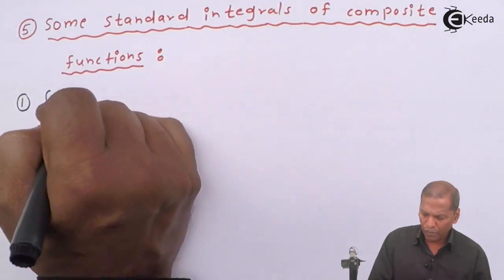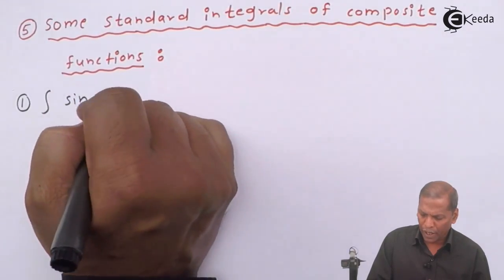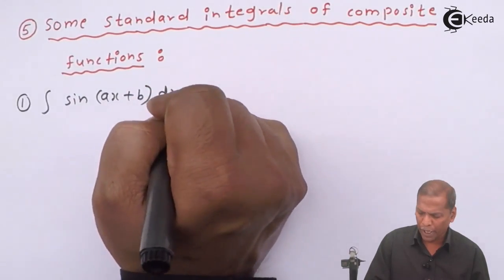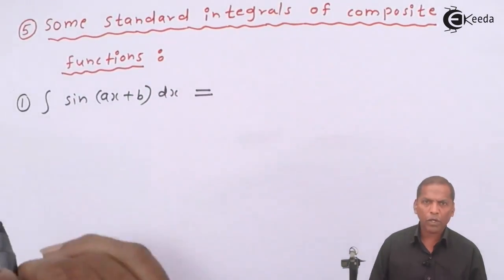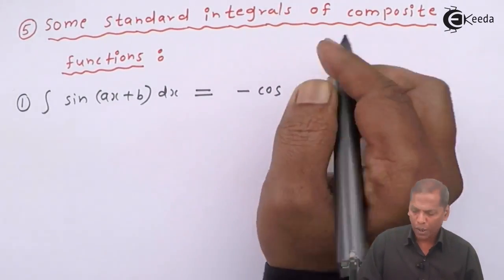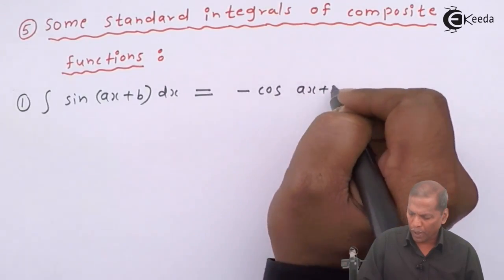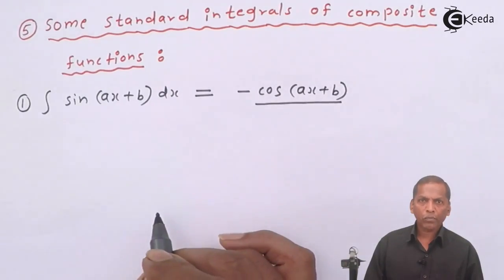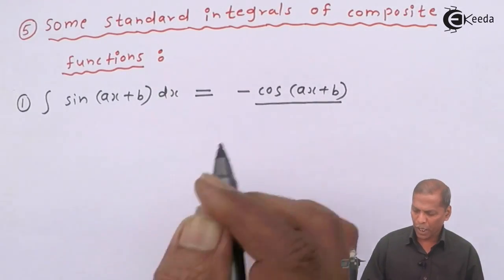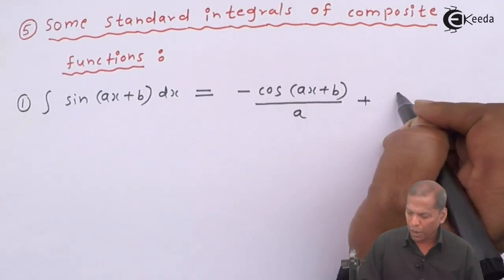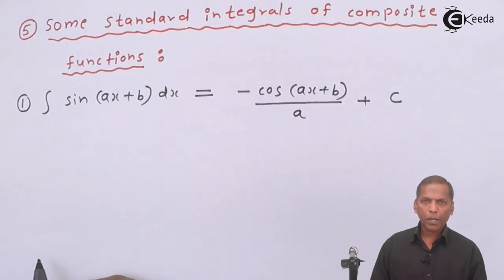integral sin(ax + b) dx is equal to minus cos(ax + b) divided by the coefficient of x, that is a, plus c, where c represents the constant of integration.